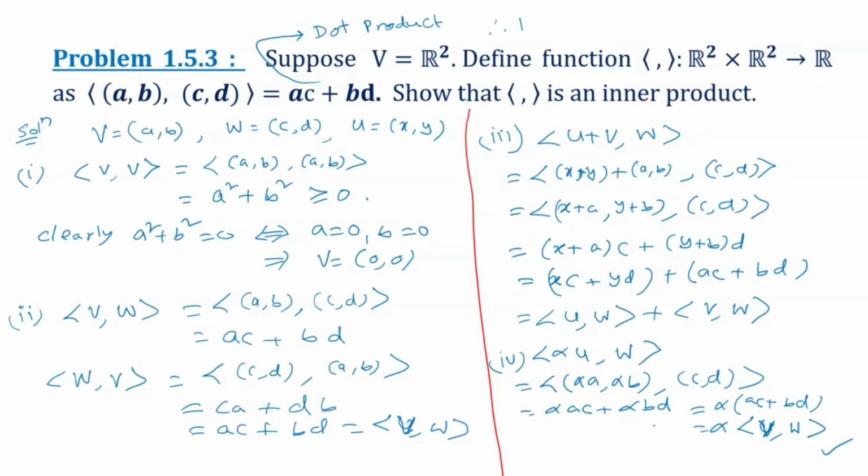Therefore, we have, sorry, the dot product on Rn is an inner product.